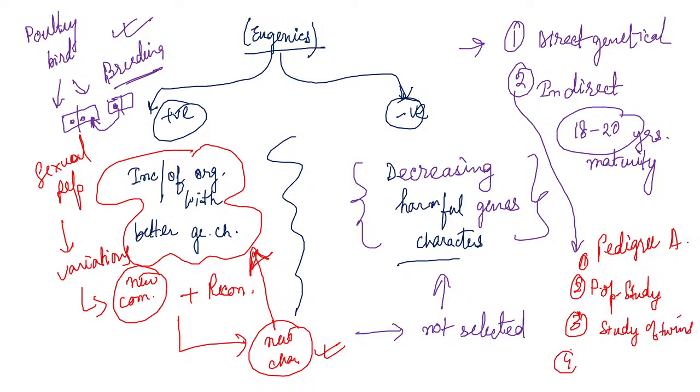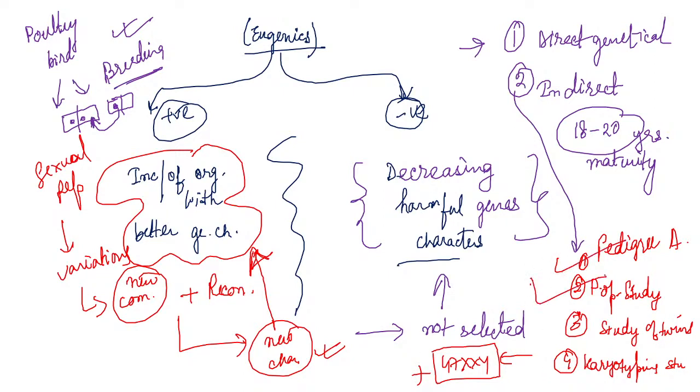Next thing is karyotyping studies. We study the karyotype, like in Down syndrome, we always know that the Down syndrome patient will have 47 chromosomes, due to the trisomy of chromosome number 21, right? So these are the factors which we can include in the study of human genetics, right? But in your class, only pedigree analysis and population study are very important. Others you will learn in the higher classes. So we will discuss pedigree analysis and population study in detail.